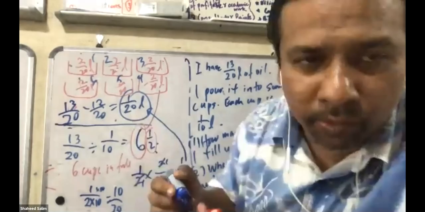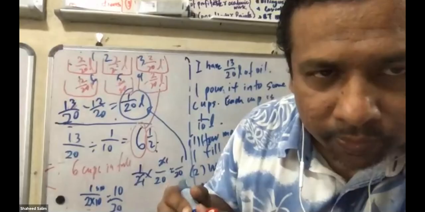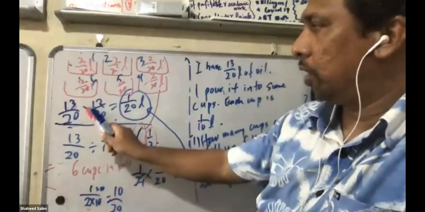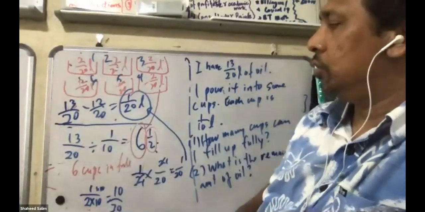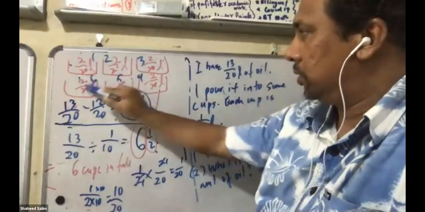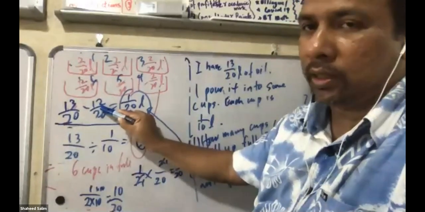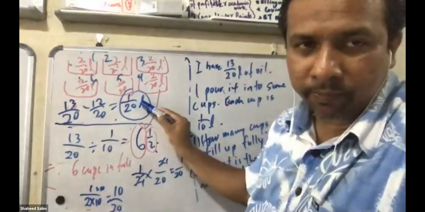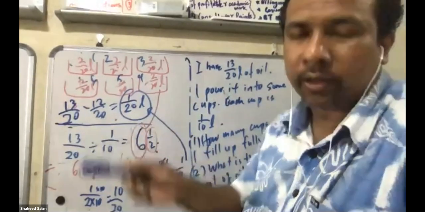The first method I understand. First method is which one? You minus, the top one. Okay, so if you understand the top one, it means you take 1 cup, 2/20, times by 6. Then you get 12/20. Then take total minus 12/20, you get 1/20. This one you understand? Okay, good.